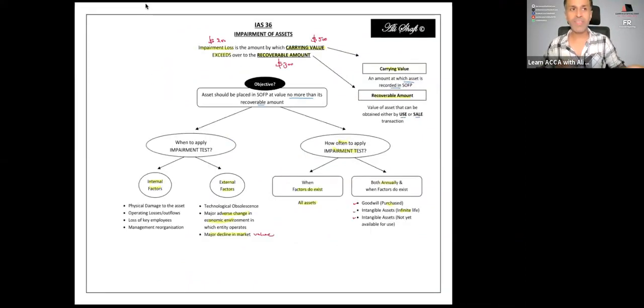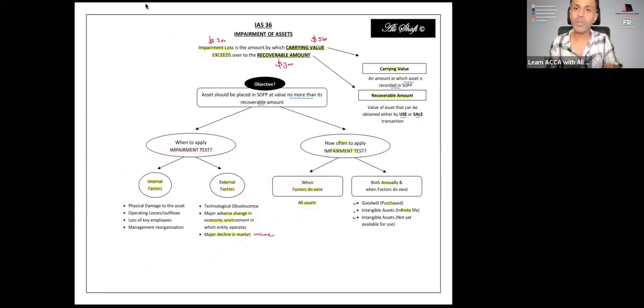Internally and externally, we have to wait for some factors to appear before we test for impairment. External factors could include technological change, regulatory change, adverse change in the economic environment, and a decline in the market value of an asset. Internal factors include physical damage to an asset, staff leaving the company, operational issues, losses, and cash flow issues inside. All the assets are tested for impairment when they have those factors. Else, they are never tested.